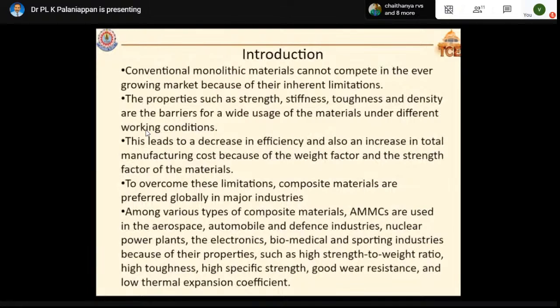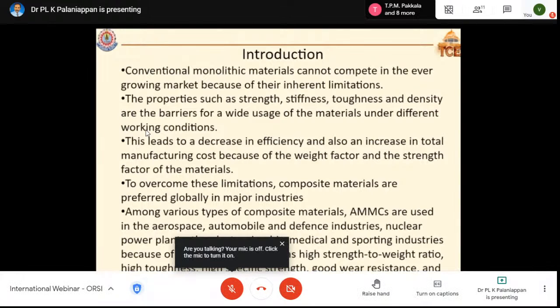So we all know that the conventional monolithic materials cannot compete in the ever-growing market because of their inherent limitations. If we take steel alloys, they have their own limitations to corrosion and high temperature applications. Like that, if you take any conventional monolithic material, they have their own limitations. They cannot be used for the demanding requirements of the competitive manufacturing environment. Especially the properties such as strength, stiffness, toughness, and density are the barriers for the wide usage of materials under different working conditions.